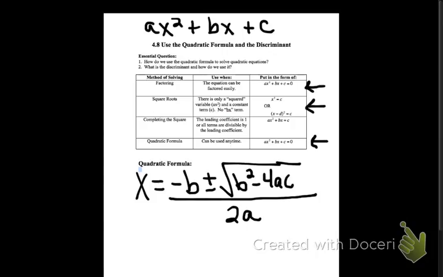Another important thing to remember is that this square root covers b squared minus 4ac. All of that goes under the square root. And also, negative b plus or minus the square root of b squared minus 4ac, that entire statement is the numerator all over the denominator of 2a.